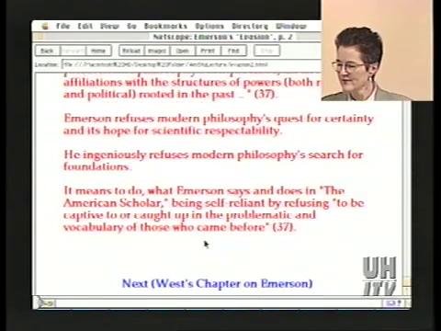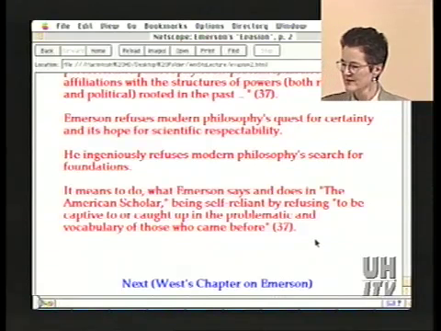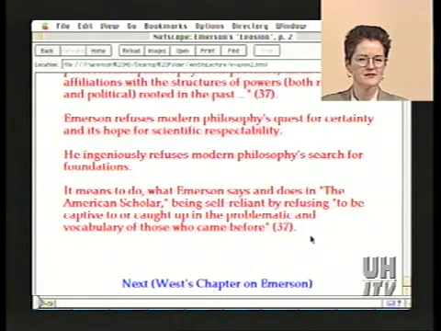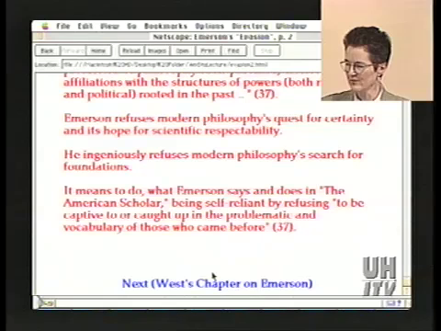And finally, this evasion means to do what Emerson says and does in The American Scholar, being self-reliant by refusing, quote, to be captive or caught up in the problematic and vocabulary of those who came before. So you're going to start all afresh. Start out by yourself.